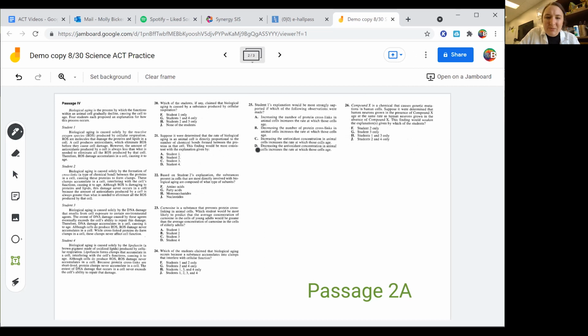Number 20 seems to be a comparison question, so I'm going to leave that one alone for now. Same thing for number 21. But number 22 is a student 2. I'm going to put a star next to that and then put a star next to student 2, just so that my eyes can kind of see where I'm supposed to go back to. Number 23 is a comparison question. Number 24 is a comparison question. Number 25 is student 1.